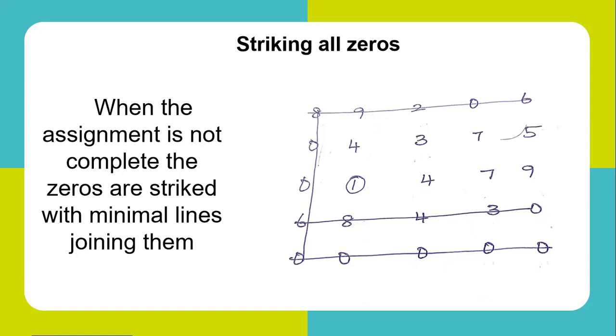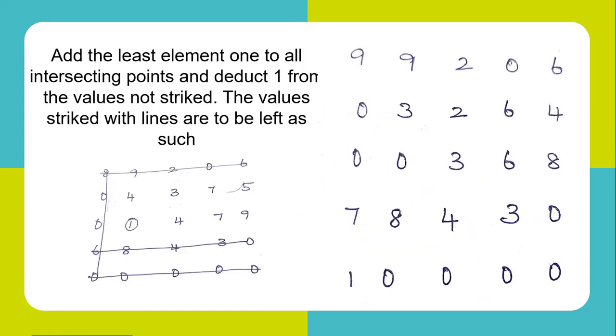Similarly, the marked regions in the lines will not be taken into consideration, so those values can be left as such. So only two adjustments are made. The left out region, the non-striked values are identified, and out of that, the least value is taken up, and with that least value, we have to add the least value at the intersecting points, and the unadjusted values in the non-striked areas have to be reduced with the least value, and the striked areas can be left as such. So these two adjustments are made to arrive at the new matrix.